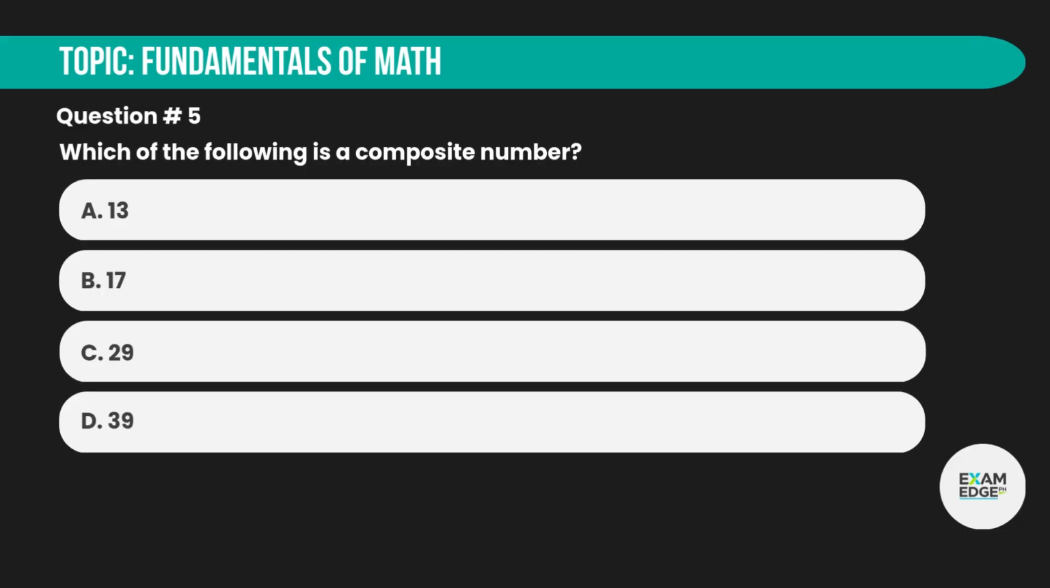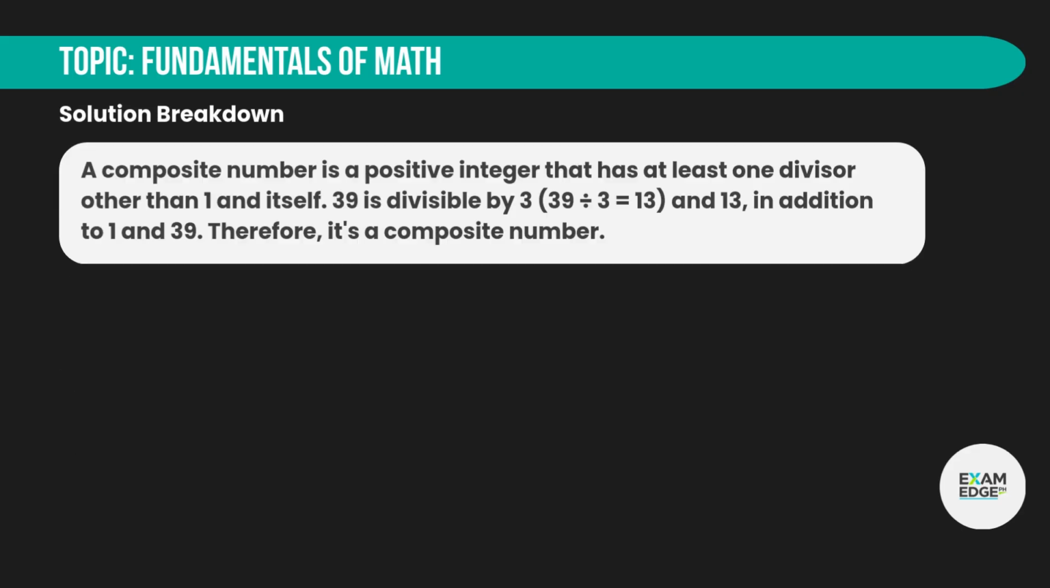Question number 5. Which of the following is a composite number? A. 13. B. 17. C. 29. D. 39. Correct answer. D. 39.